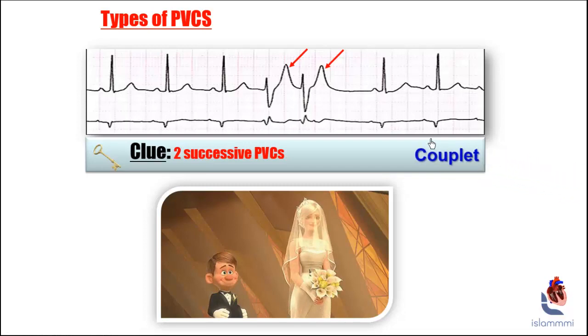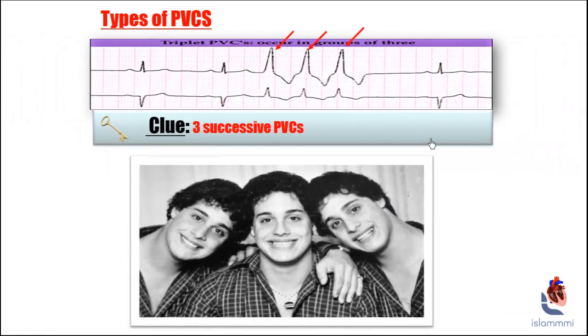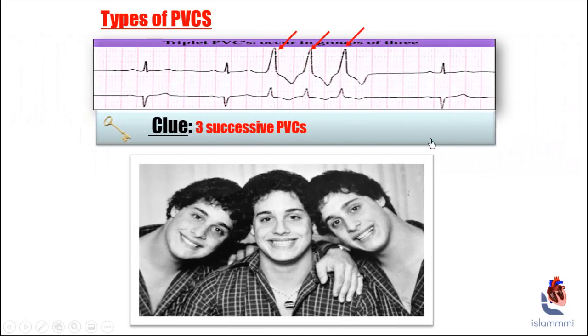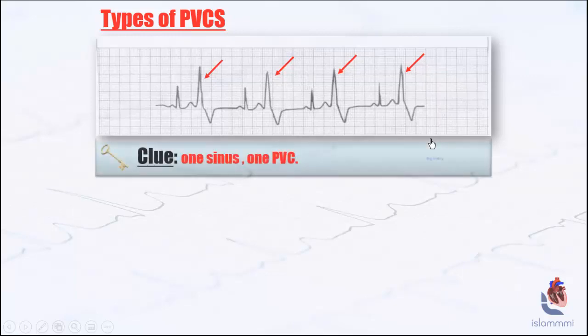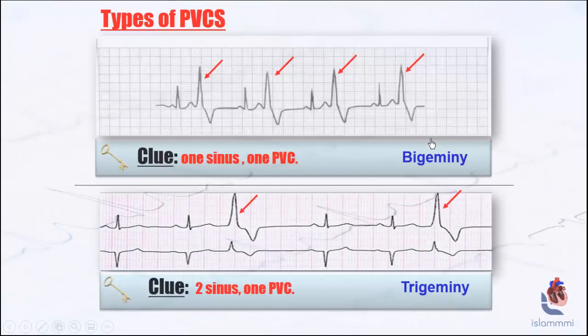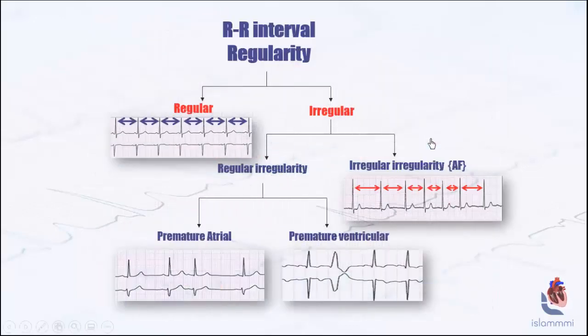If they are coming three together, it's just like identical triplets, and we call this a triplet. If it's now one normal, one PVC, one normal, one PVC, we call this bigeminy, meaning every other beat. So what if we have two normal and then one PVC, two normal and then one PVC? If you have this rule, it's called trigeminy. Tri means three, so every third one we have a PVC.